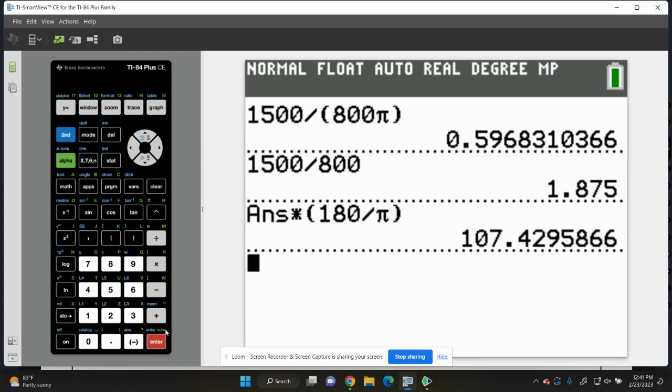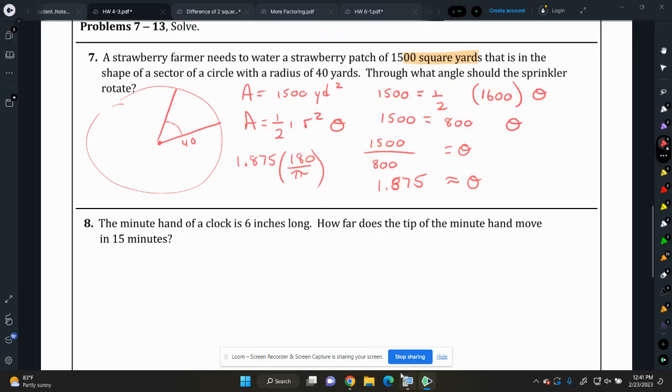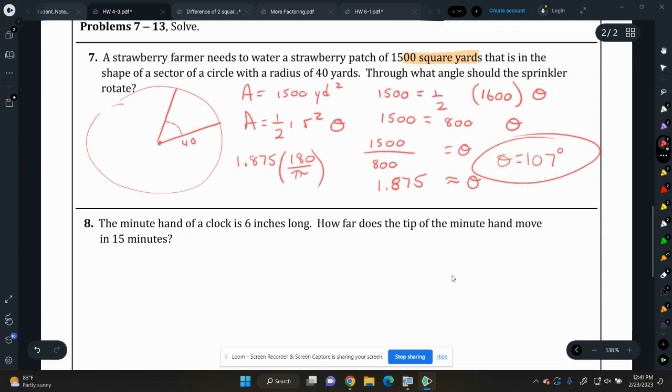Okay, so we get 107.42958. So what are we going to round that to? Didn't it say 3 decimal places? Oh, it doesn't say to round it. Okay, so we're going to just say theta equals 107 degrees because it doesn't specify. We good with that?